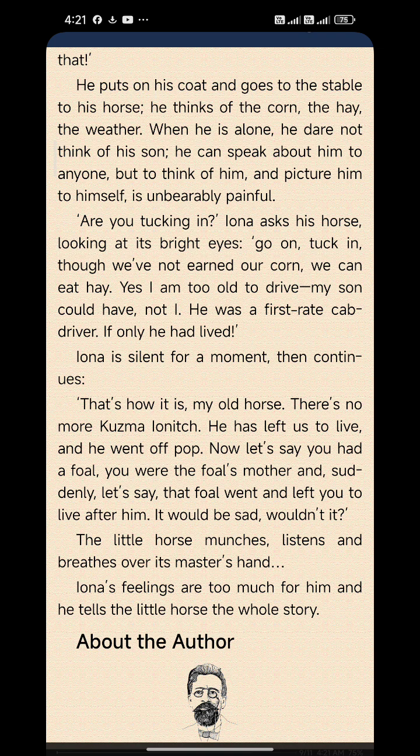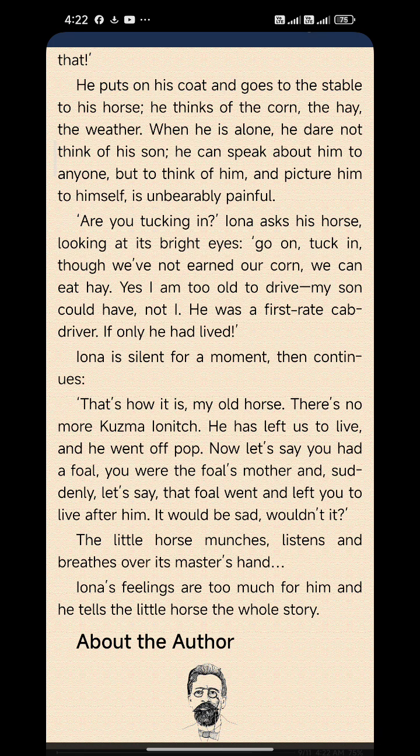"Are you tucking in?" Lona asks his horse, looking at its bright eyes. "Go on, tuck in. Though we have not earned our corn, we can eat hay. Yes, I am too old to drive. My son could have, not I. He was a first rate cab driver. If only he had lived.